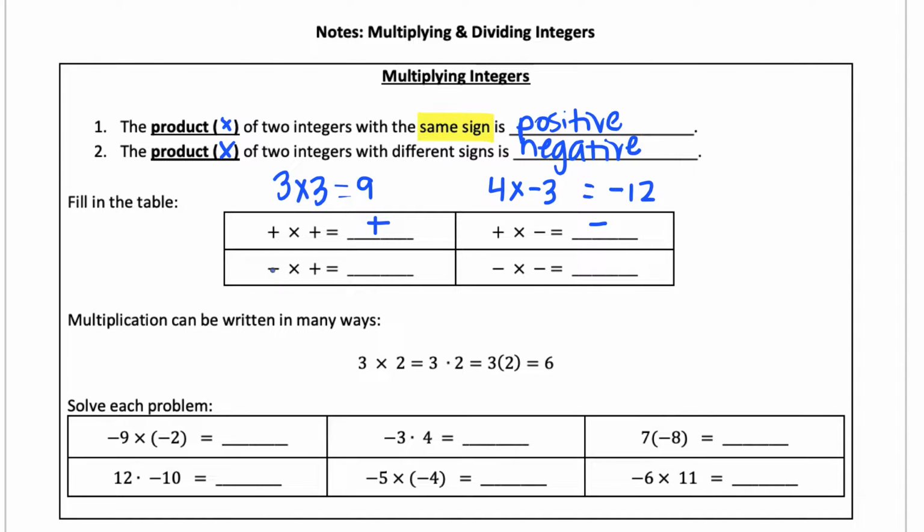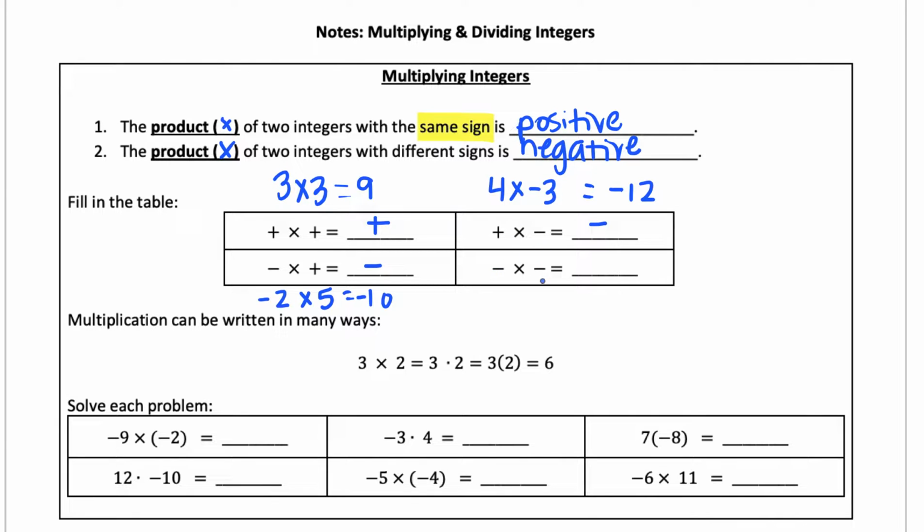Even if I had negative times positive, where it's out of order from what I just did, and I did negative 2 times positive 5, 2 times 5 is 10, and if your signs are different, your answer will be negative, so this would be a negative 10.